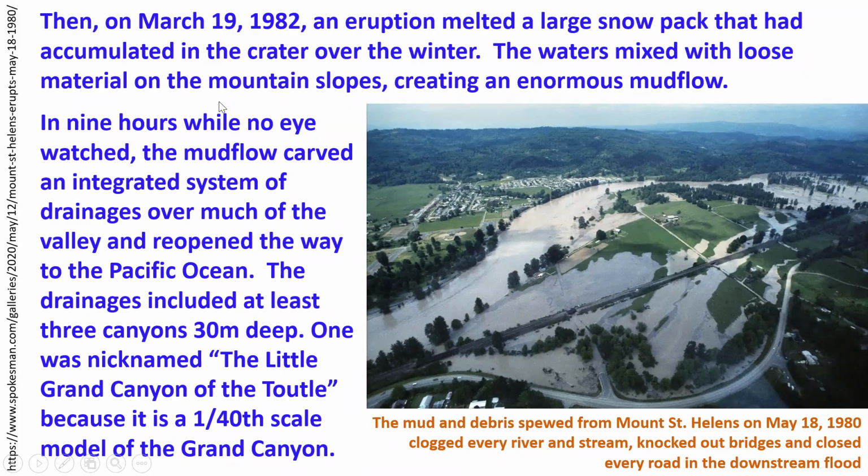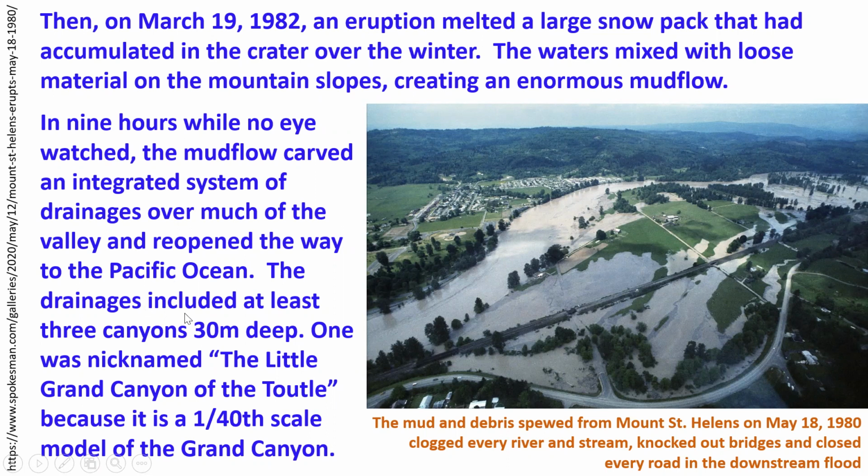Then on March 19, 1982, so 2 years later, an eruption melted a large snowpack that had accumulated in the crater over the winter. So another eruption. The waters mixed with loose material on the mountain slopes, creating an enormous mud flow. And in 9 hours, when there was nobody to watch, the mud flow carved an integrated system of drainages over much of the valley and reopened the way to the Pacific Ocean. So now there's a way through to the Pacific Ocean.